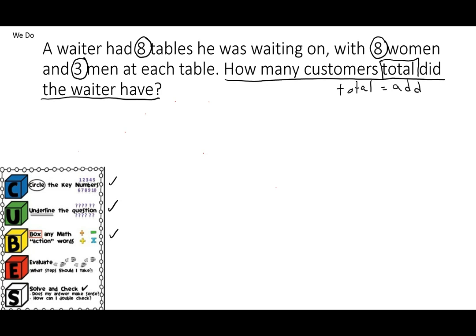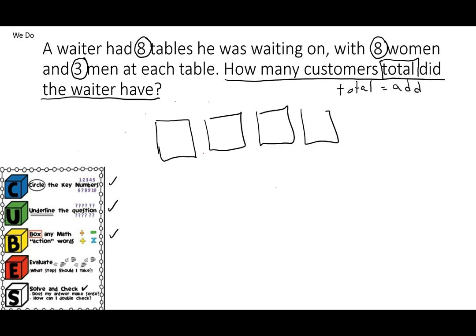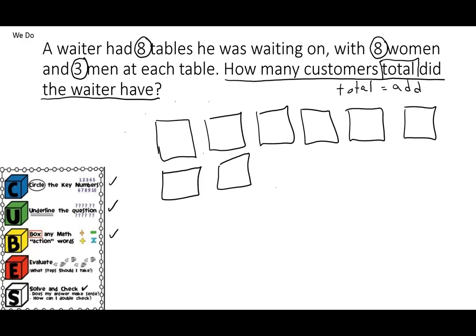Okay, so in our visualizing or evaluation step, it should look something like this. First of all, we need to represent these 8 tables. 1, 2, 3, 4, 5, 6, 7, 8. And at each one of these tables, there are 8 women, and there are also 3 men. So at each one of these tables, I'm going to draw the same thing that represents 8 women and the 3 men.